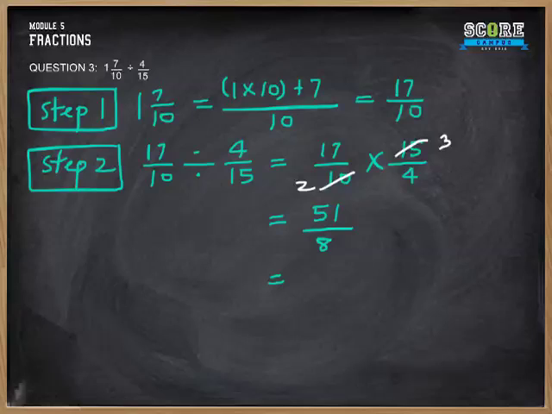You may have to give it as a mixed fraction. So when you do the mathematics, you get 6 and 3 over 8. 6 times 8 is 48 with a balance of 3. So it becomes 6 and 3 over 8. And that is your final answer.